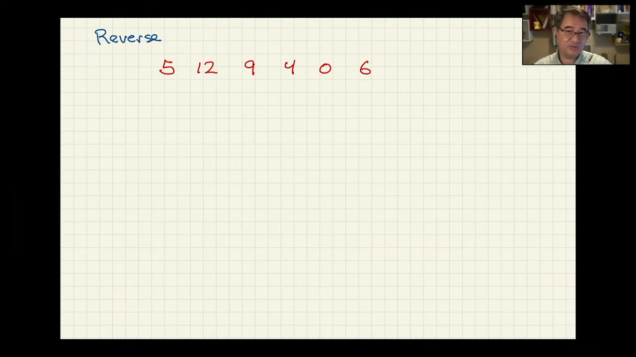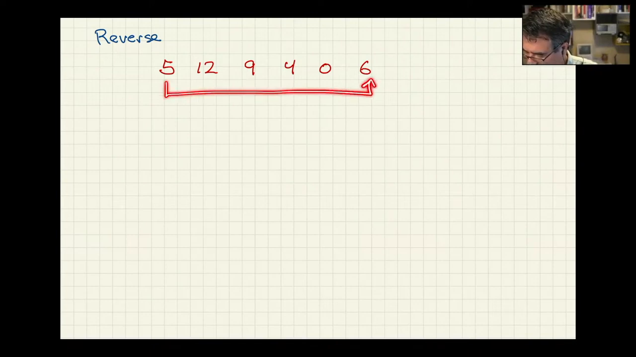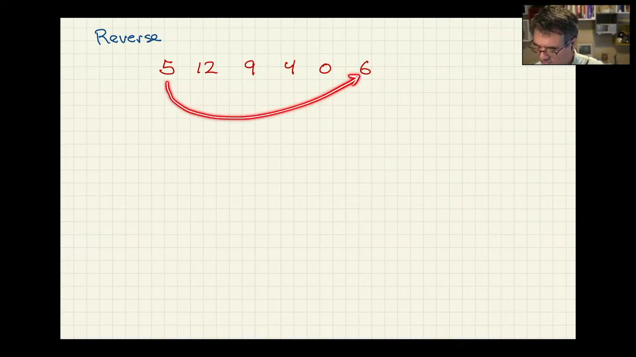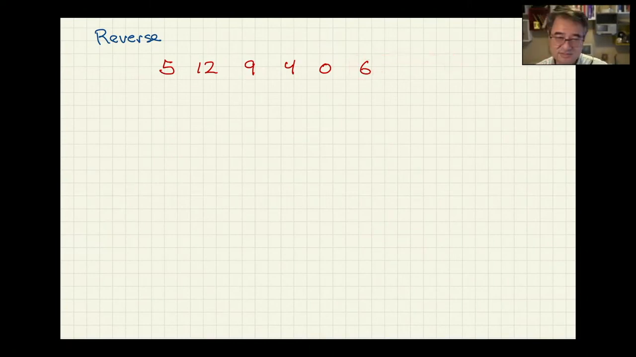Well, we might start with the same analysis we did before. Let's write out the statements that would actually make this happen. So I want to take the 5 and put it here. Now if I just simply copy the 5 over to the 6, I'm going to erase the 6 and it'll be gone forever. So I'm going to have to take this 6 and set it aside so that I've got a place for the 5 to come in, and then put the 6 back.